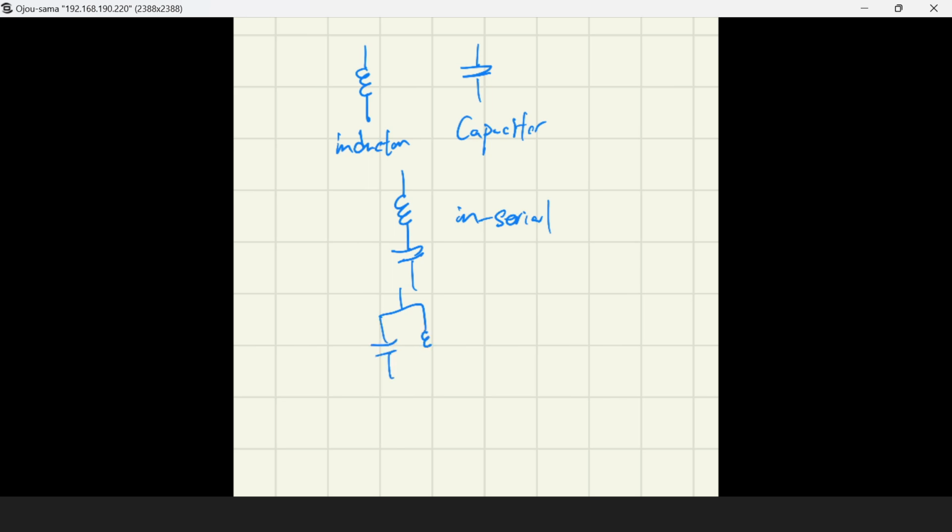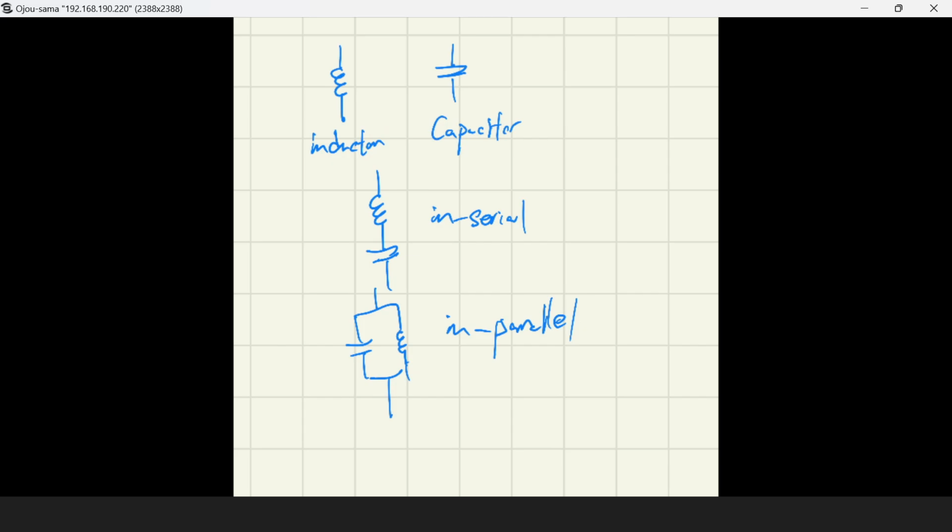Hope you can memorize this one. Okay. This is an inductor. This is a capacitor. If you have a circuit connected this way, this is in series. This is in parallel. Right? You still remember this? This was in our last lesson, okay?